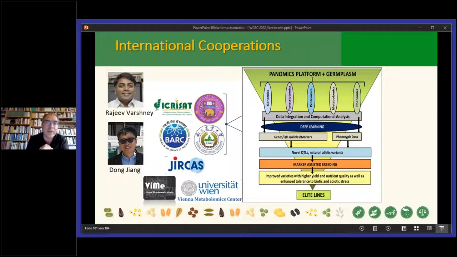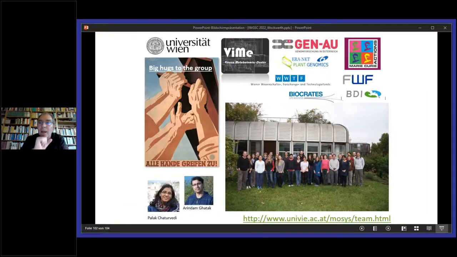just mention two collaborators here, Rajiv Varshney from the ICRISAT Institute. He's now in Australia at Murdoch University. He moved there. And Dong Zhang from the Nanjing Agricultural University. So we did this wheat work together. I have to thank all my group members, of course, especially Palak Chaturvedi and Arindam Ghatak, who provided most of the data I showed today also.